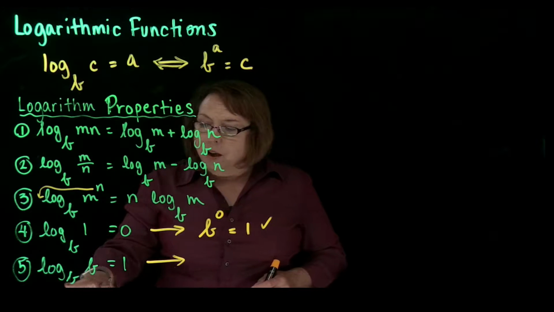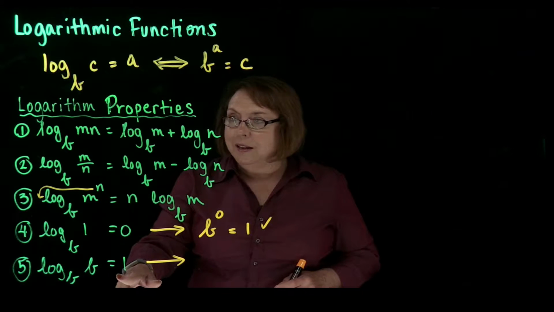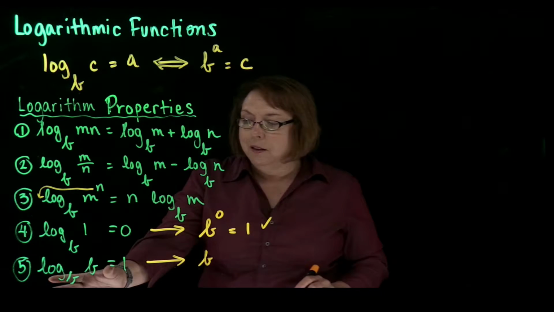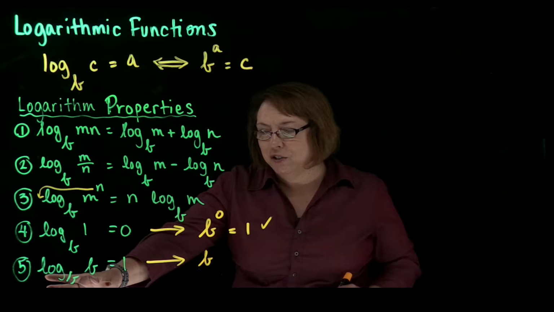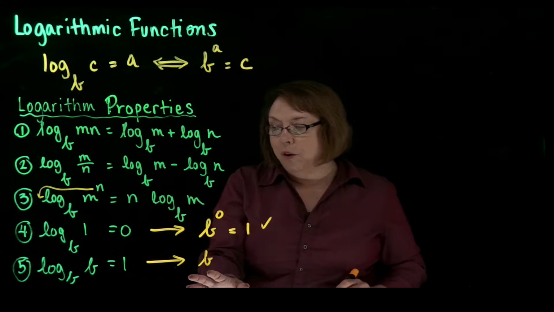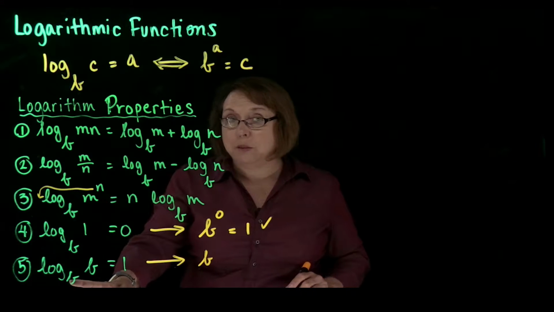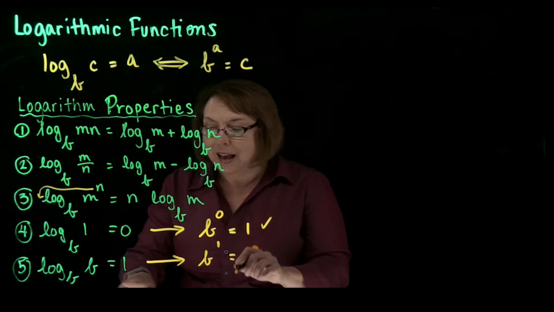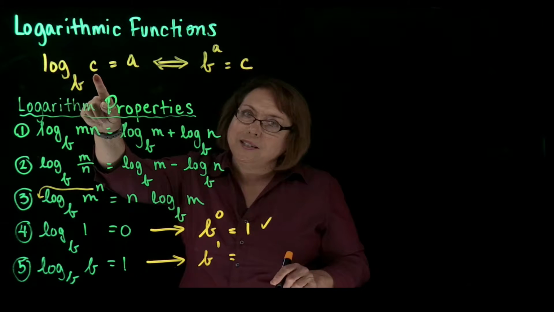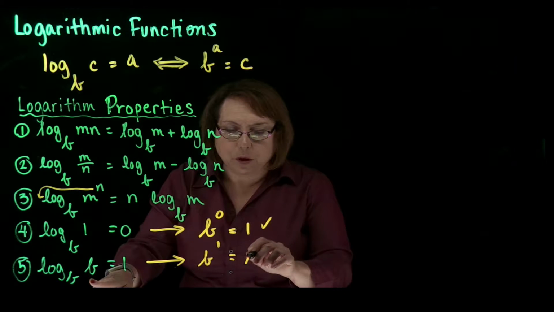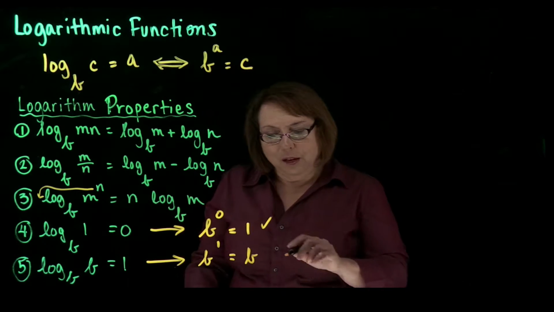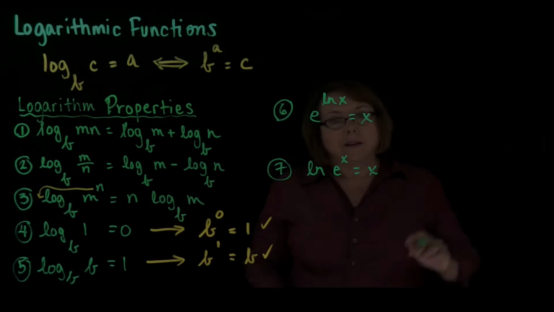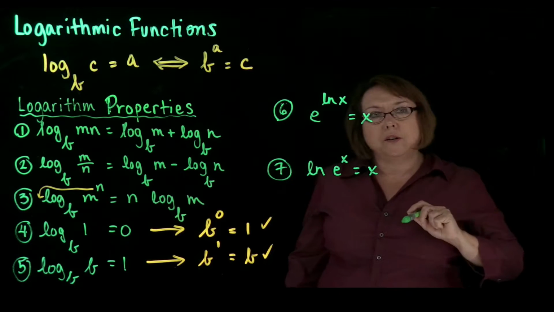Number 5 here: log base b of b is equal to 1. Once again, we write this logarithmic expression in exponential form. We take the base b and raise it to the first power. Is that equal to what's next to the logarithm, which in this case we're calling b? Absolutely. b to the first is indeed equal to b. So here are two more properties that we want to talk about.